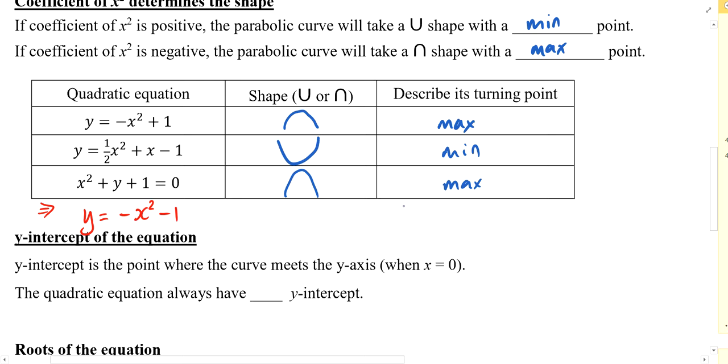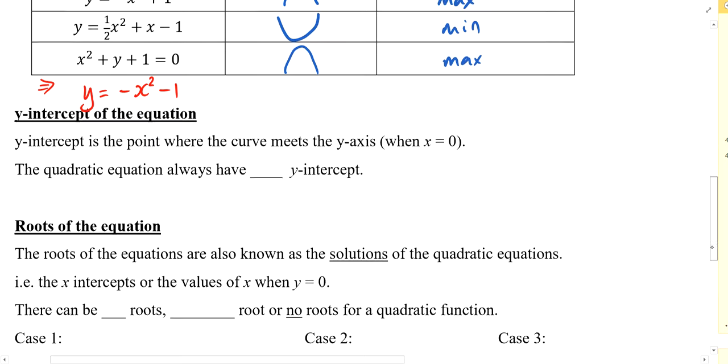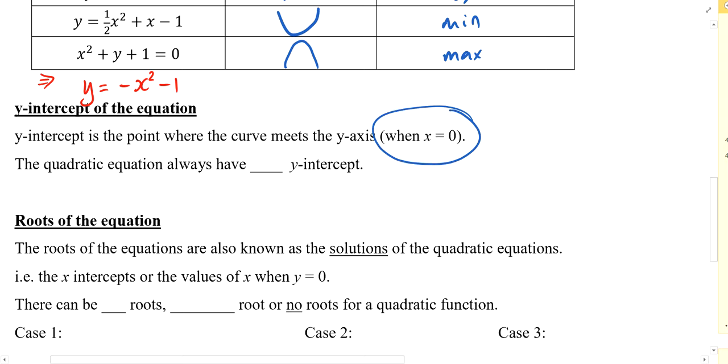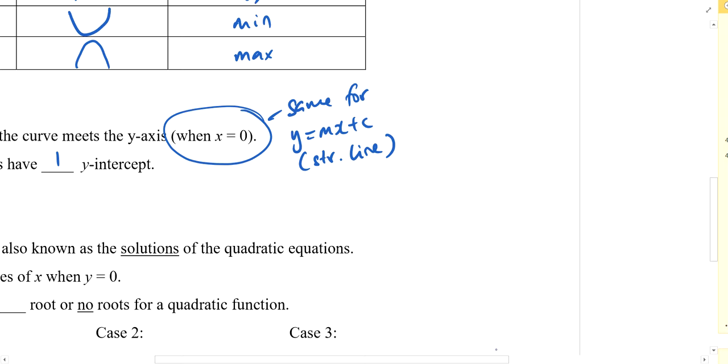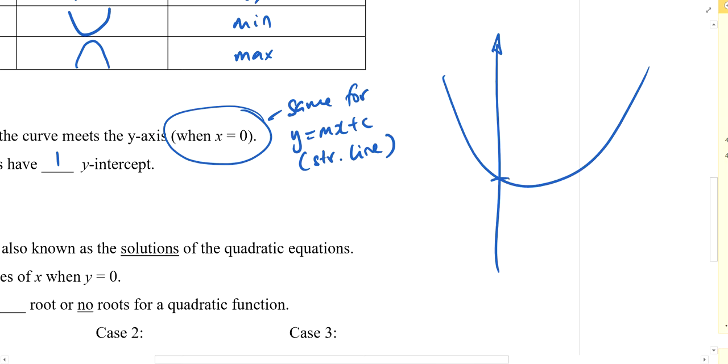In that case, let us move on. Y-intercept is when x equals 0. Same case for our straight line, y equals mx plus c. This is a straight line. So the quadratic equation always has one y-intercept. No matter how you draw your parabola, it will cut through the y-axis. So this will be our y-intercept.